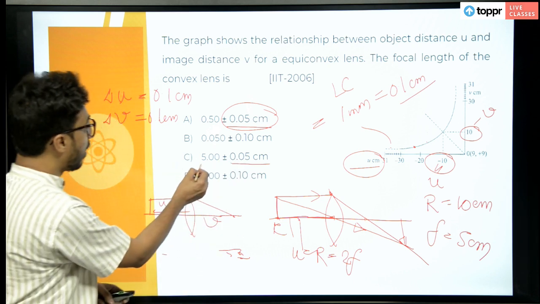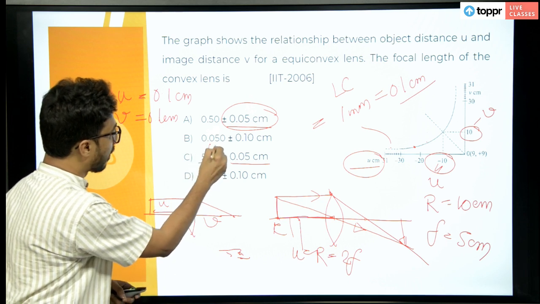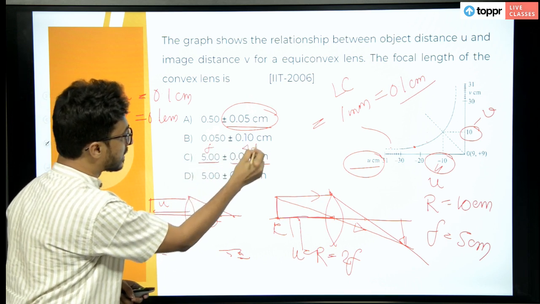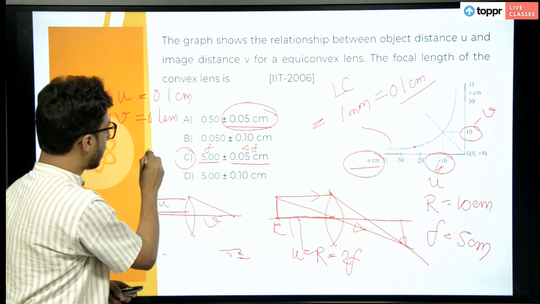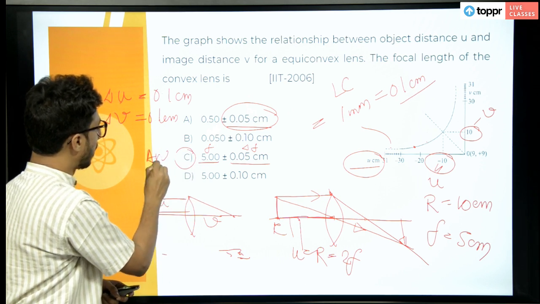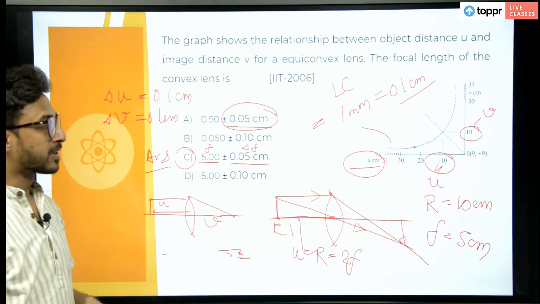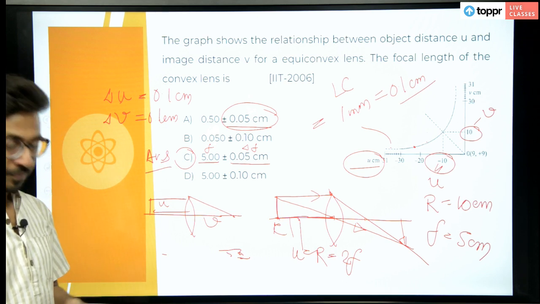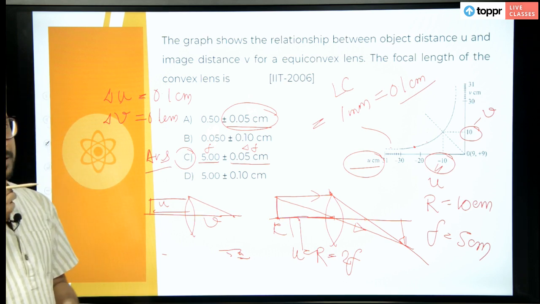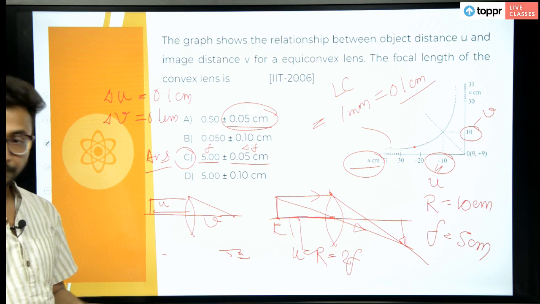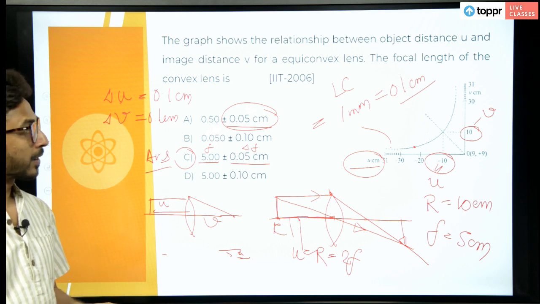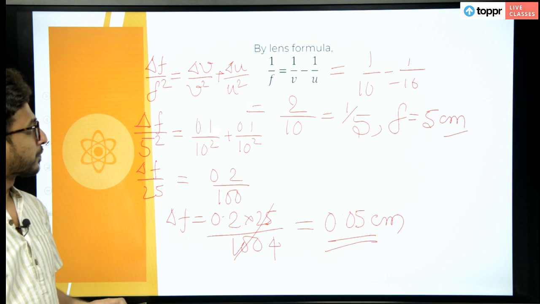If you see, this is f and this is del f. So, our answer is number C. Okay. Let us move on to the next problem.